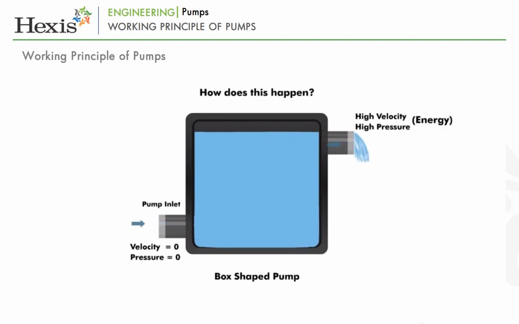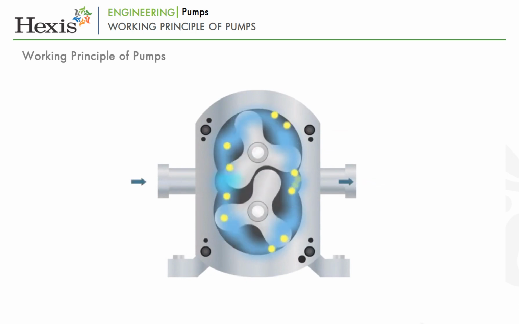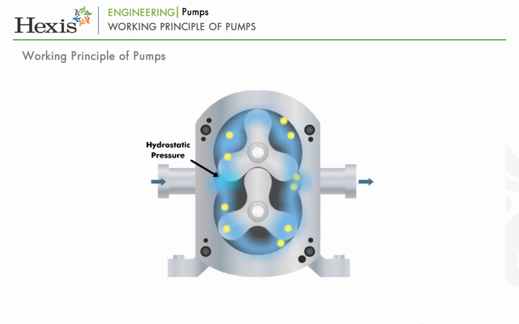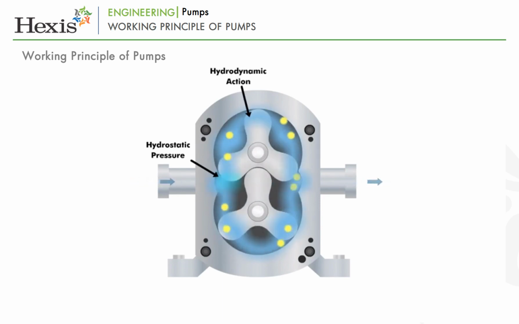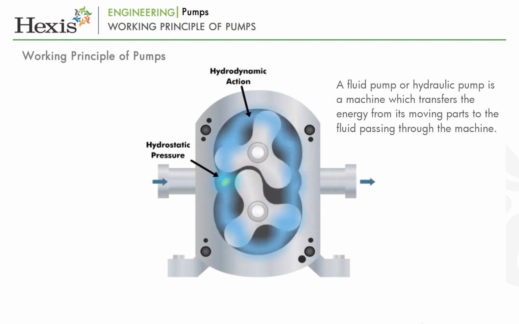How does this happen? Now, consider there are rotating components inside this box, which moves this fluid by either confining it in definite volumes, that is hydrostatic, and then displacing it, or by imparting energy to the fluid by dynamic action, that is hydrodynamic, of the moving parts and increasing the velocity and pressure of the fluid. In other words, a fluid pump or hydraulic pump is a machine which transfers the energy from its moving parts to the fluid passing through the machine. The energy transferred from the pump to the fluid appears as the pressure and velocity of the fluid.